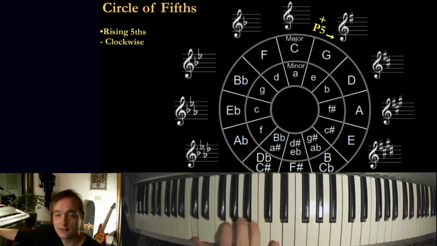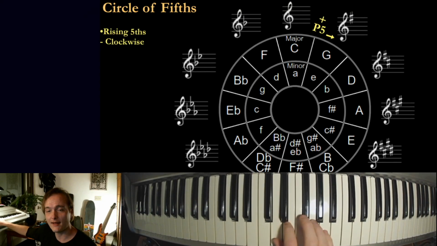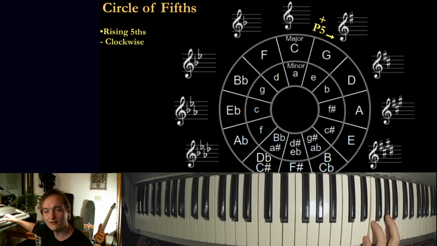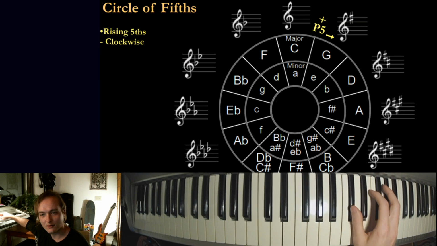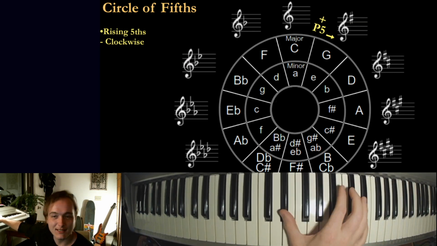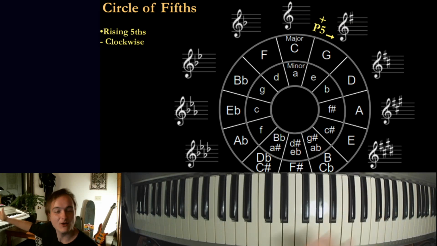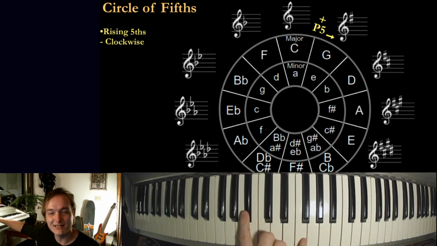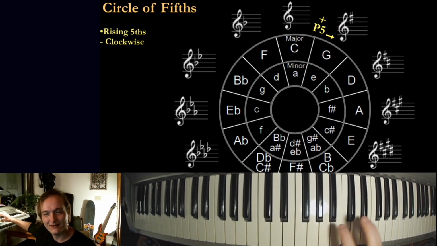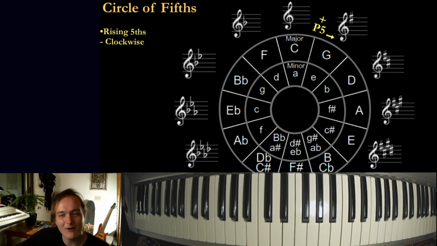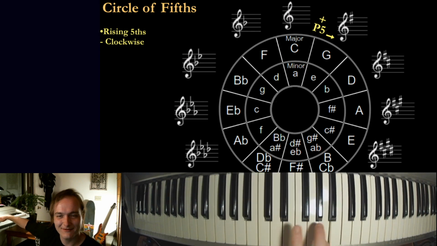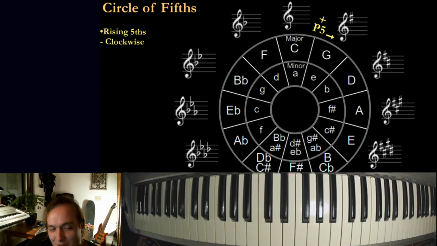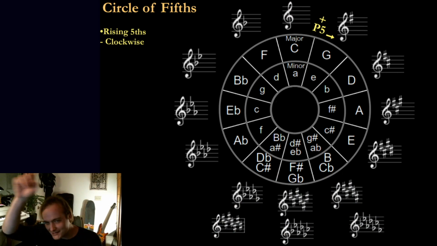because as I go along the circle from C to G to D to A to E to B, here's B, to F sharp, to C sharp, to G sharp, to D sharp, here's D sharp, to A sharp, and so on, and I can keep going, right? Eventually I will end up, here's A sharp, here's E sharp, here's B sharp, here's F double sharp. So if I keep going, F double sharp, C double sharp, G double sharp, it's actually not so much a circle of fifths as it is a spiral of fifths.